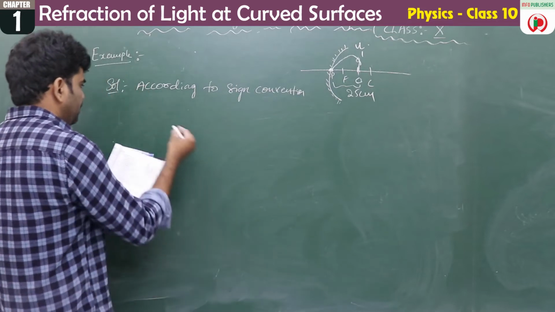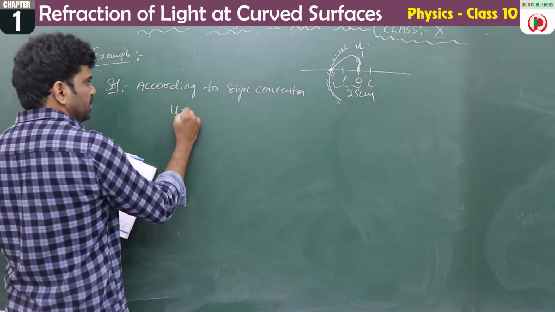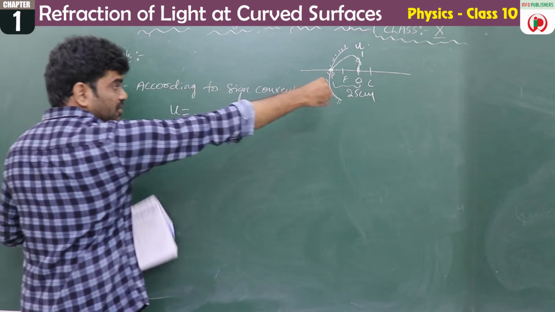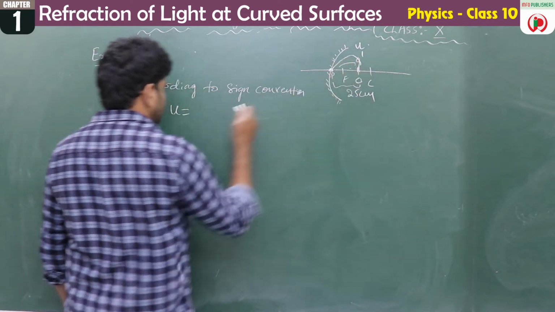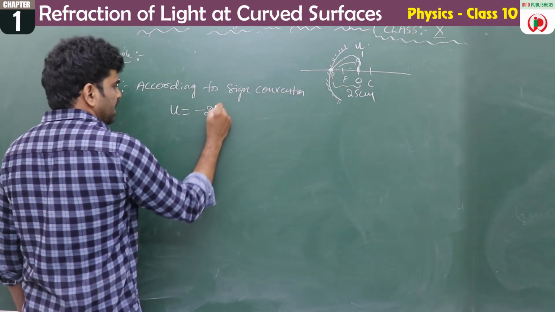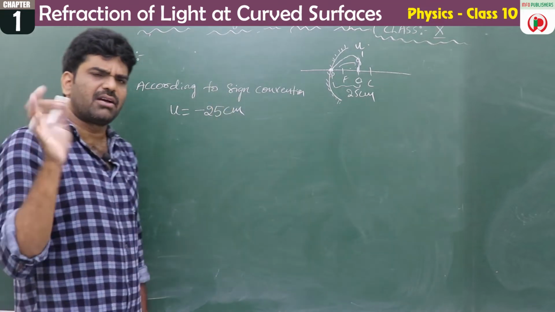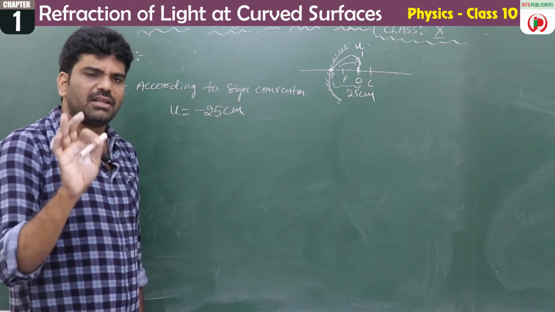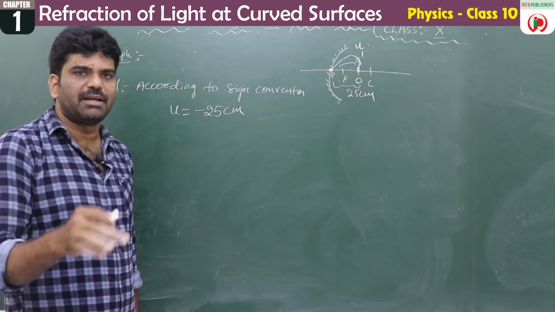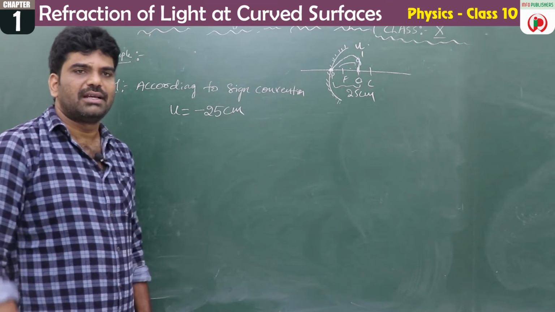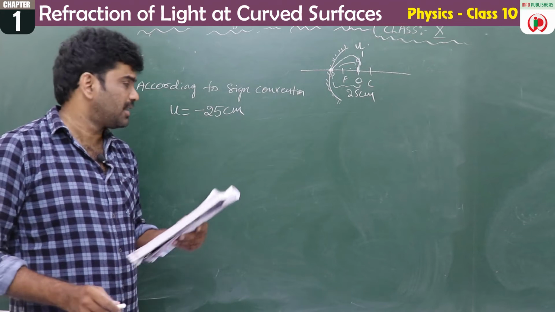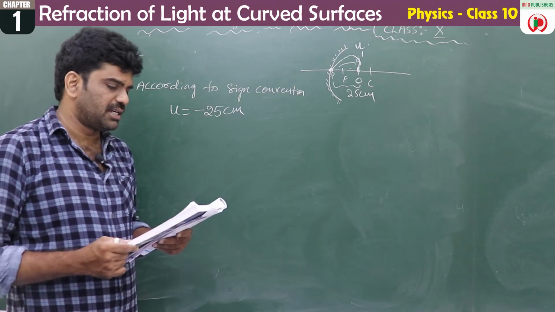Here, first of all, you take the object distance. u is in the front side, so the sign is negative. So minus 25 centimeters. See children, just remember, in a concave mirror or convex mirror, u is always negative only. Why? Because the object will be in the front side only. So u is equal to minus 25 centimeters.